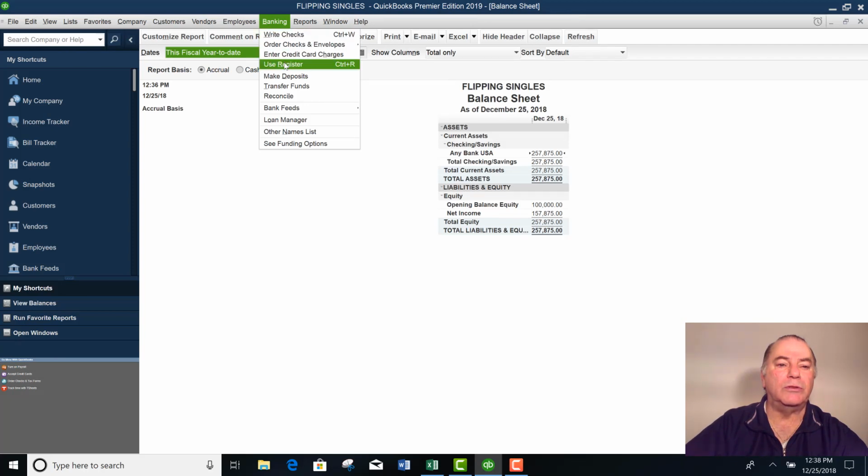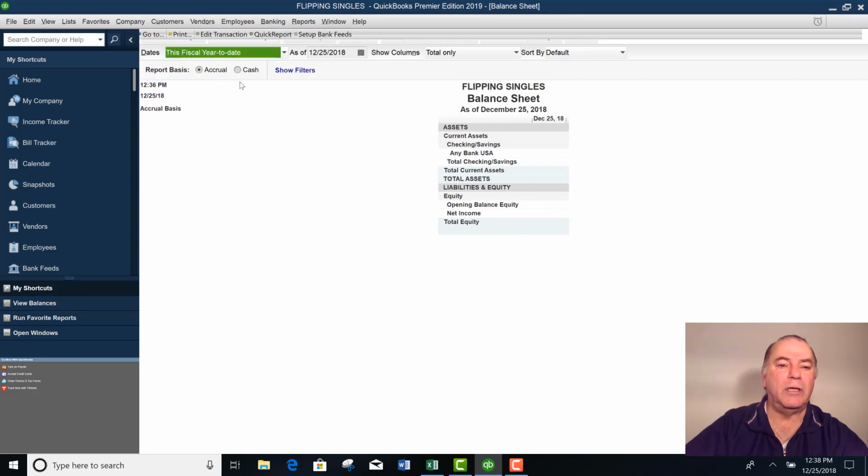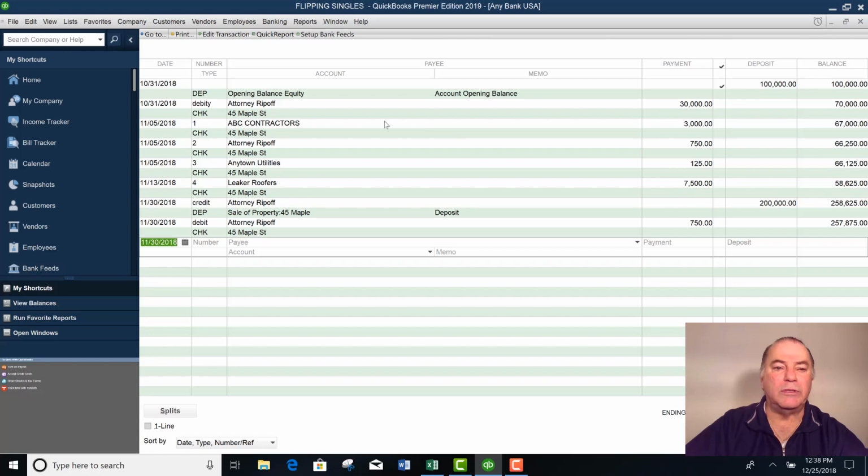Okay, so let's go use the register. So here's some of the entries I made. I opened up with $100,000 in my banking just to have something there and not have to go through showing deposits and everything. I buy the building for $30,000 right here, and it went through attorney ripoff's office. Sorry if I'm offending anybody, but we paid ABC Contractors $3,000 for a clean out.